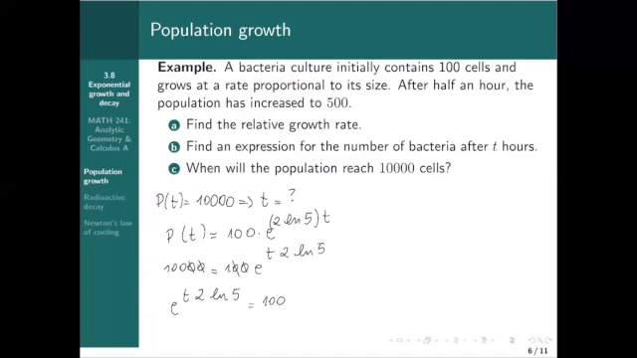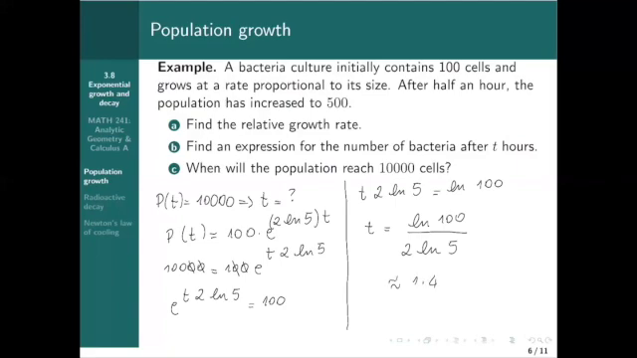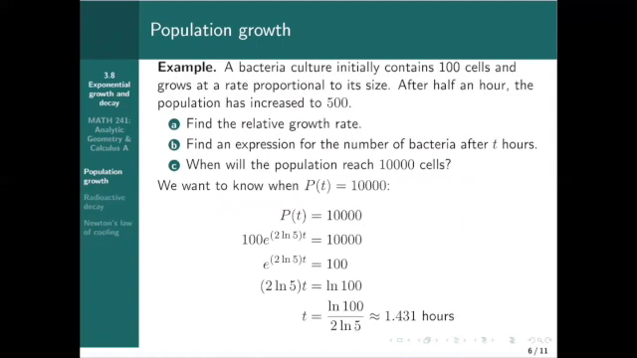So now we are going to take ln on both sides. And because e and ln are inverse functions of each other, on the left-hand side, we're going to have T times 2 ln 5. And on the right-hand side, we're going to have ln 100. So finally, solving for T gives us ln of 100 over 2 ln 5. And to solve this last step, you would need a calculator to find approximately 1.4 hours. So the population is going to reach 10,000 cells after 1.4 hours, which is what we have here in this slide.